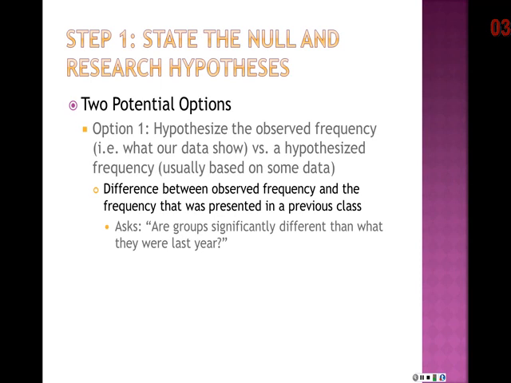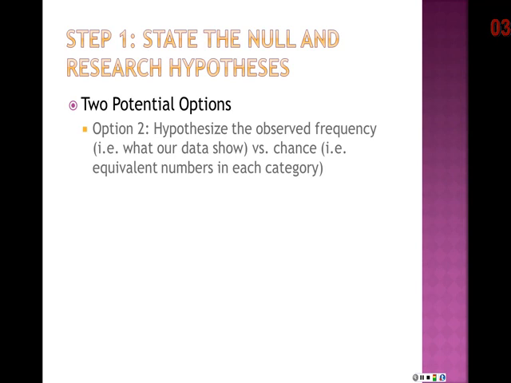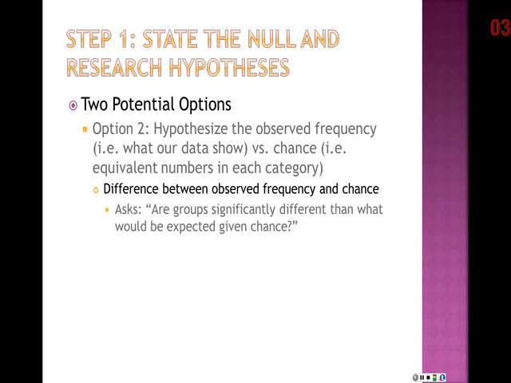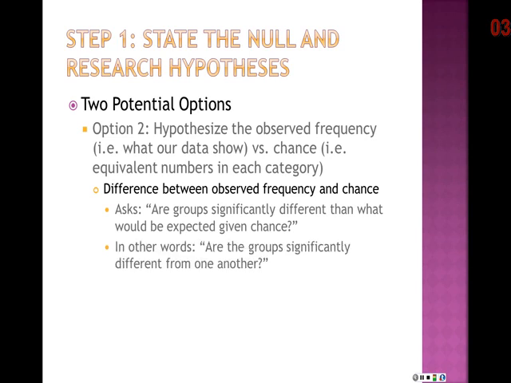So that's an example. Option number 2 is to hypothesize the observed frequency, so what our data show, versus chance, right? So just chance that somebody would fall into that group, picking a number out of a hat, for example. So this is, again, the difference between the observed frequency and chance. This asks the question, are groups significantly different than what would be expected given chance? Or in other words, are the groups significantly different from one another, right? Given chance, you should have an equal opportunity to be in any one of the groups. So in this case, you're really asking, do the groups differ from one another?